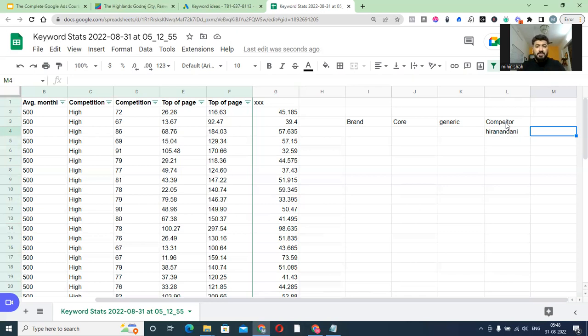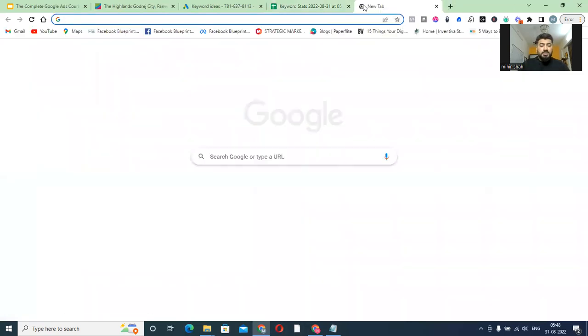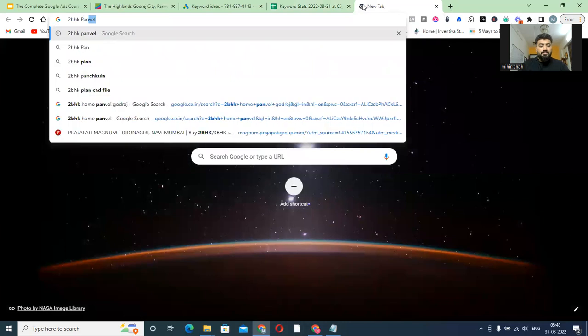And when I say competitors, because Godrej is in real estate, there are so many competitors: Mahindra, Hiranandani, Lodha, Wadhwa, etc. But you can't list all of them as competitors, primarily because they need to operate in your location as well. They need to have a property in Panvel as well. The other way to find your competitor is to just type 2 BHK Panvel.